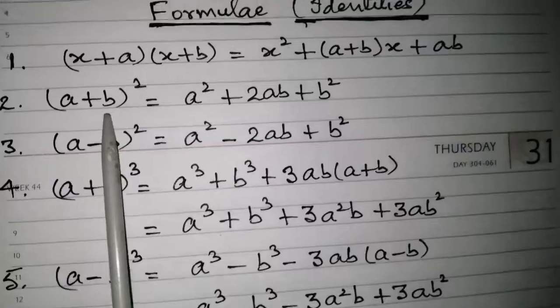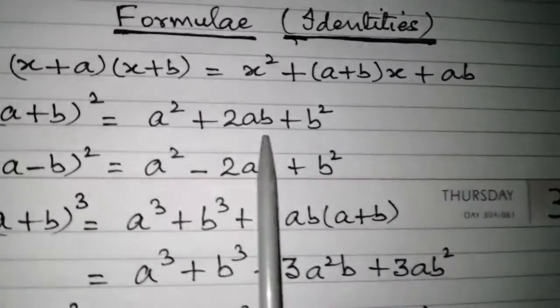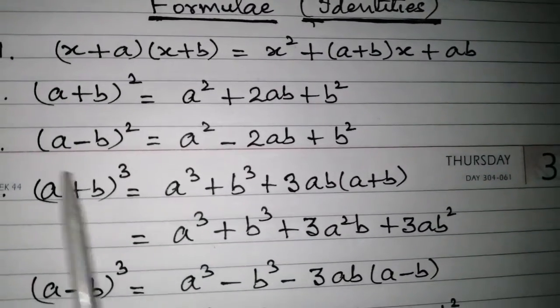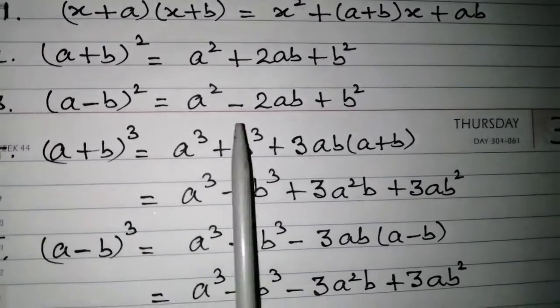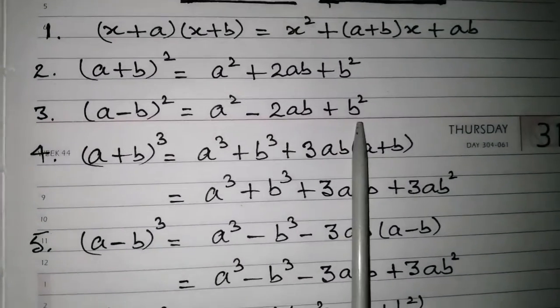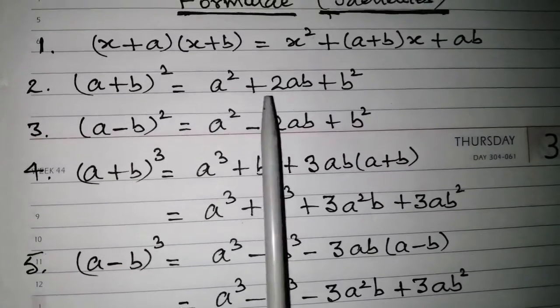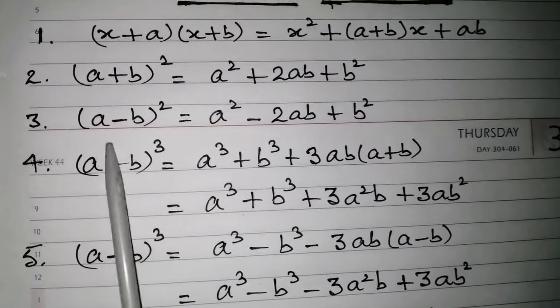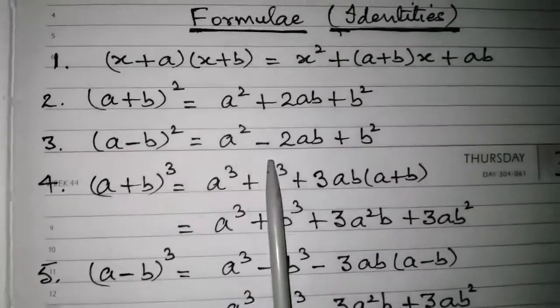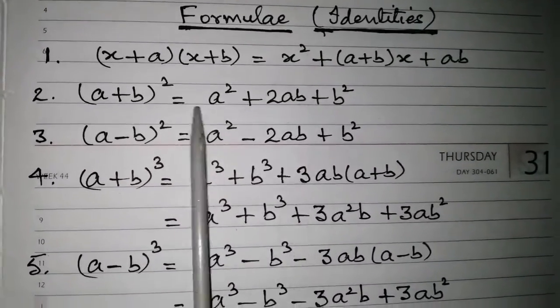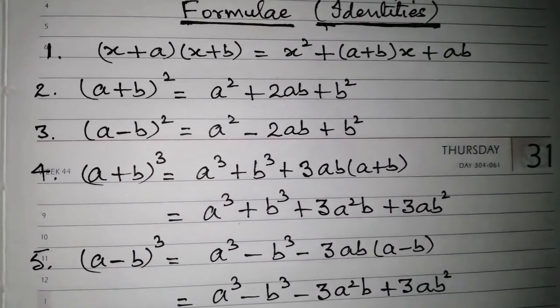Second is a plus b whole square, that is a square plus 2ab plus b square. Next is a minus b whole square, a square minus 2ab plus b square. Now see here, if you have a plus b whole square, then you have plus 2ab. If you have a minus b whole square, then we have minus 2ab. This is the only difference. A square plus b square is the same in both.